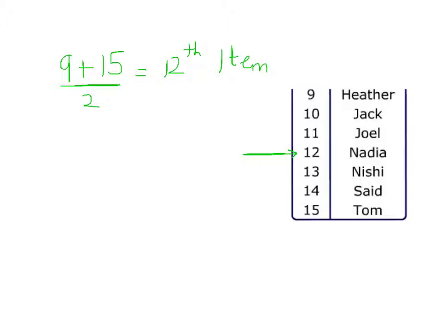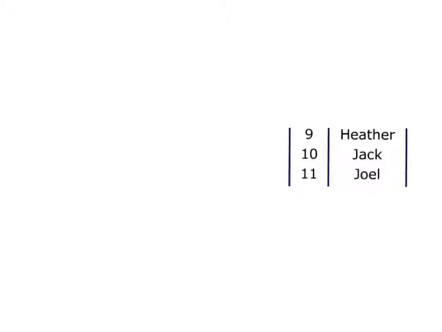Now, Nadia is certainly not Joel, so we haven't found Joel yet, but we do know that in an ordered list Joel would come before Nadia. So we can reduce our list once more by deleting Nadia and all the names after that, because we know that Joel won't be in that part of the list. Once again, we have a reduced list.